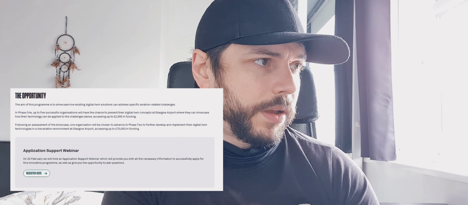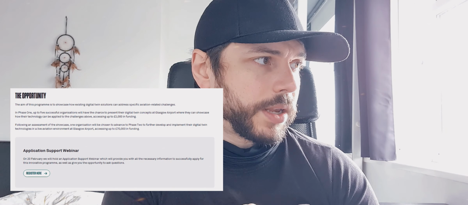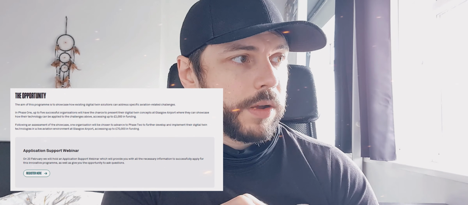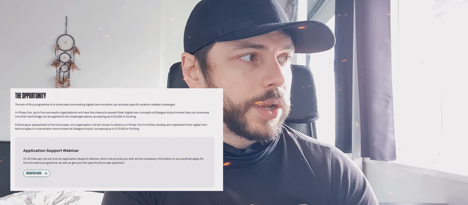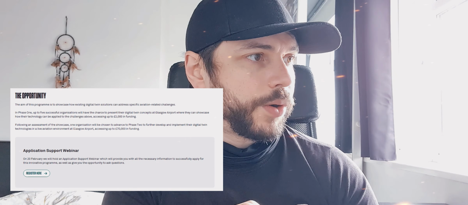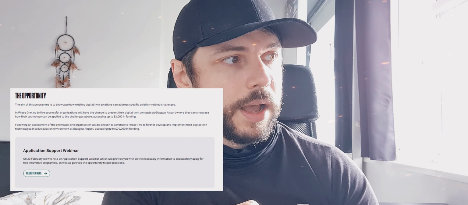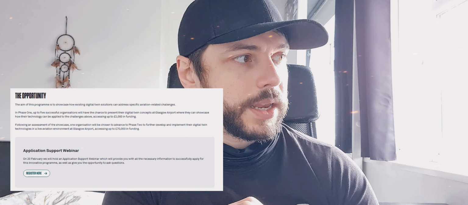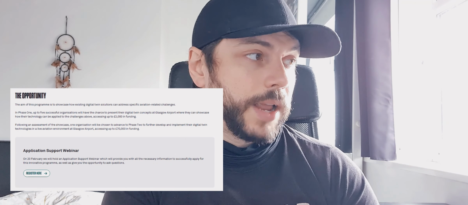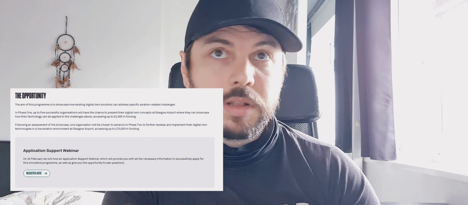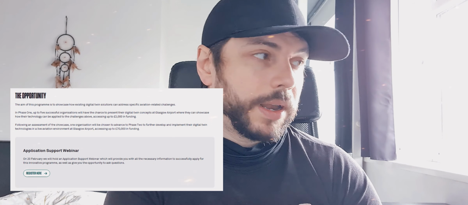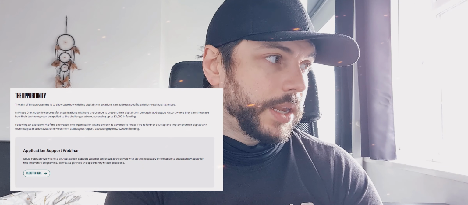The opportunity: the aim of this program is to showcase how existing digital twin solutions can address specific aviation-related challenges. In phase one, up to 5 successful organizations will have the chance to present their digital twin concepts at Glasgow Airport, where they can showcase how their technology can be applied to the challenge above, accessing up to £3,000 in funding, right? So that will be a concept development of how you potentially will be looking to solve this problem, right? And from there, potentially progressing to the next phase, right?